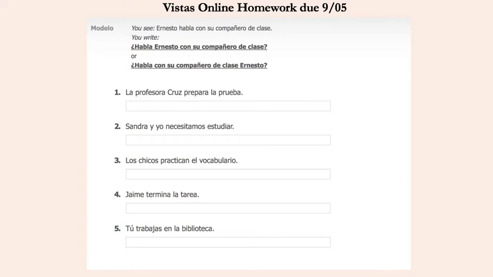So these are your online homework activities we're just going to look at briefly. They are due on the 5th. So these are just practicing with the different types of questions. You're going to see a written statement and write it as a question. Por ejemplo, in the example, Ernesto habla con su compañero de clase. You write, ¿habla Ernesto con su compañero de clase? Notice they switch the subject and the verb, or you could also put the subject at the end of the sentence. ¿Habla con su compañero de clase Ernesto?